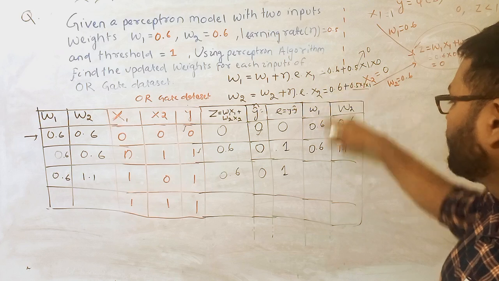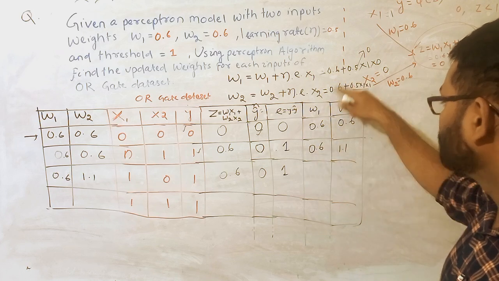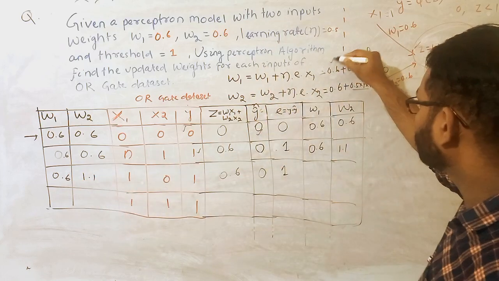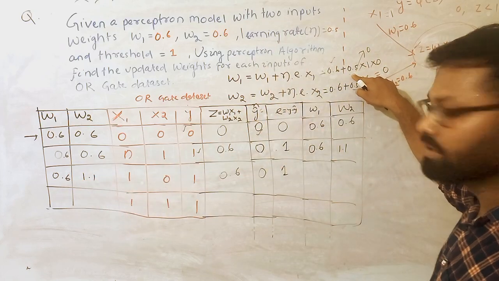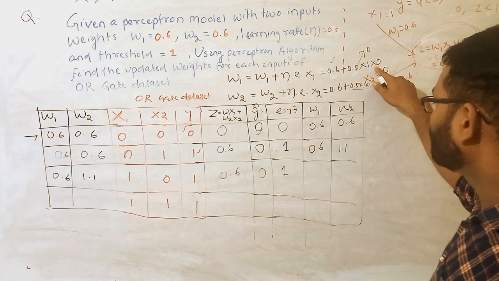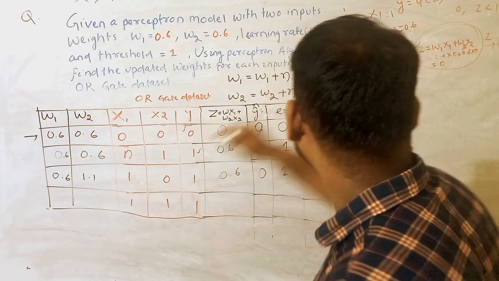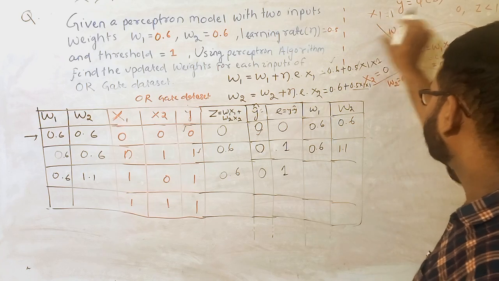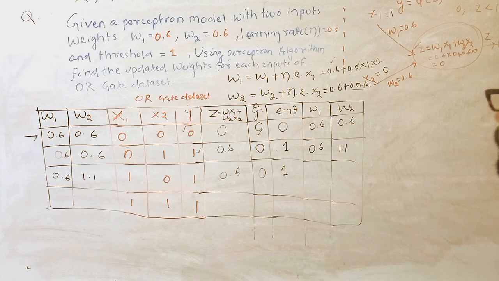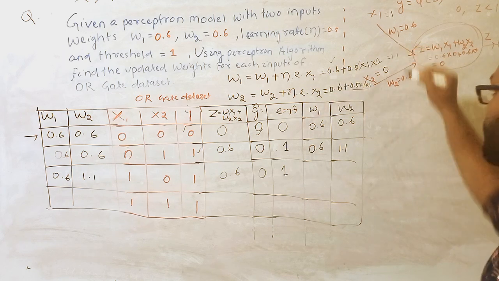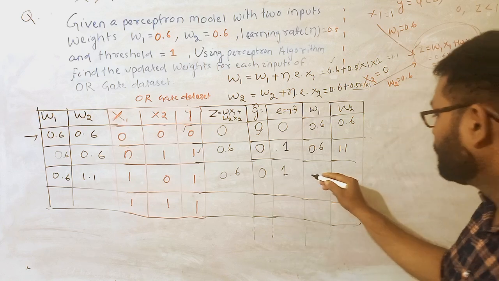Again use the formula. So here I am going to use W1 0.6, plus learning rate 0.5 into my error 1 into x1. What is the x1 value? 1. So here x1 value is equal to 1. Okay, so if you do the calculation, 0.5 plus 0.6 is 1.1. So here W1 is going to be 1.1.